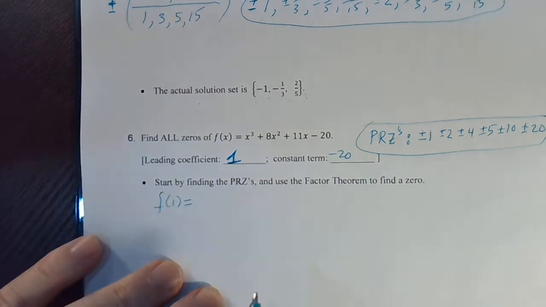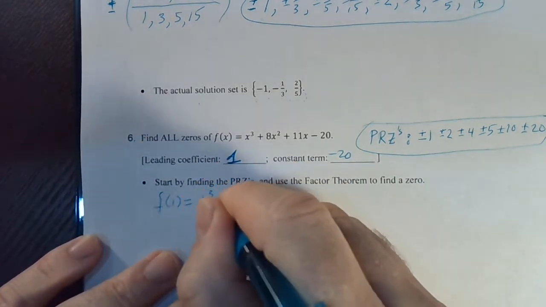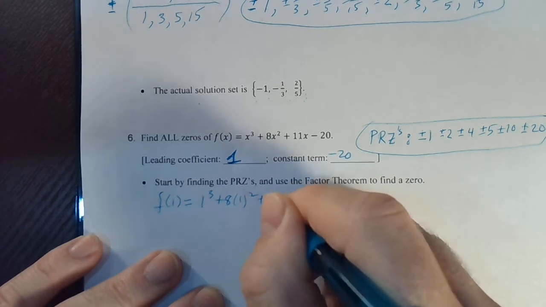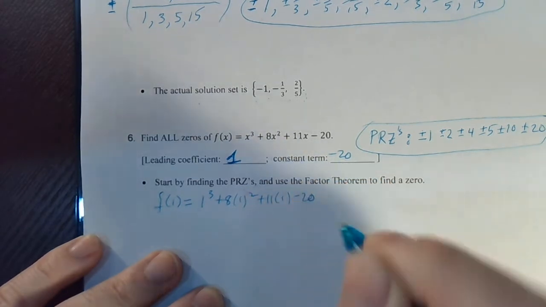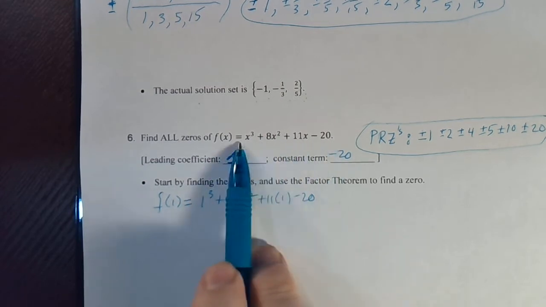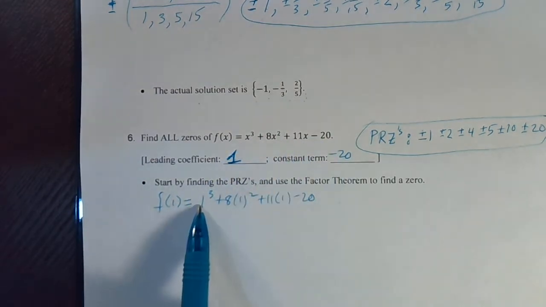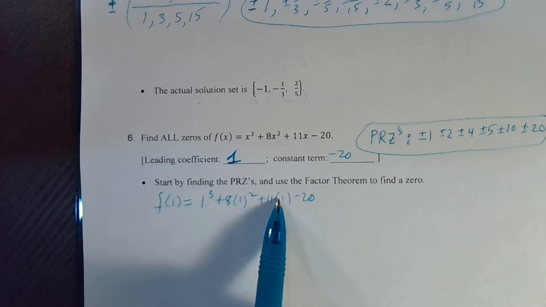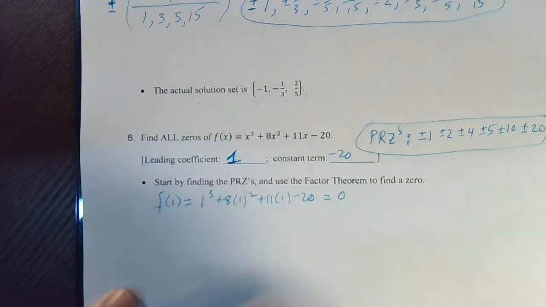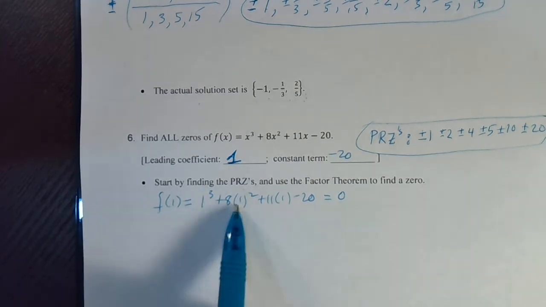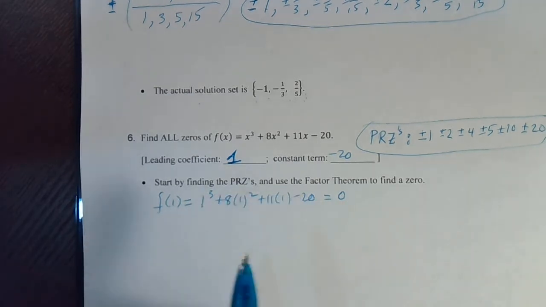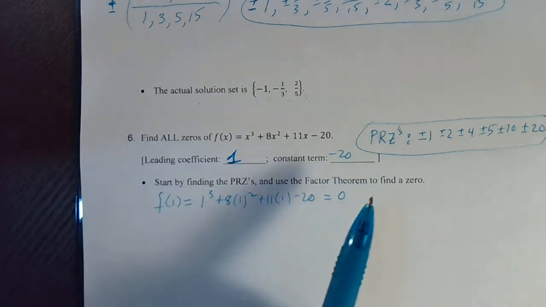What's f of 1? It'd be 1 cubed plus 8 times 1 squared plus 11 times 1 minus 20. Actually, since x is a 1, all you need to do is add the coefficients and see what you get. 1, 8, 11, negative 20. And guess what that is? 0. 1 and 8 is 9, 9 and 11 is 20, 20 minus 20. So our very, very first one we checked, we got lucky.